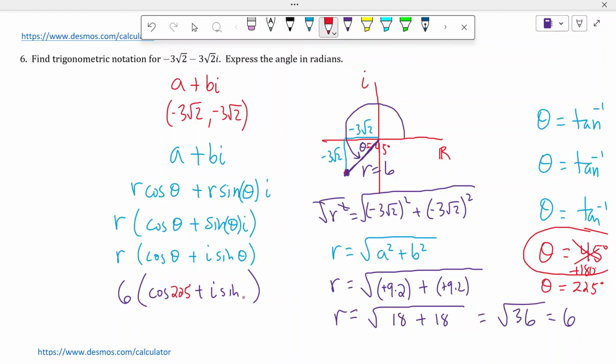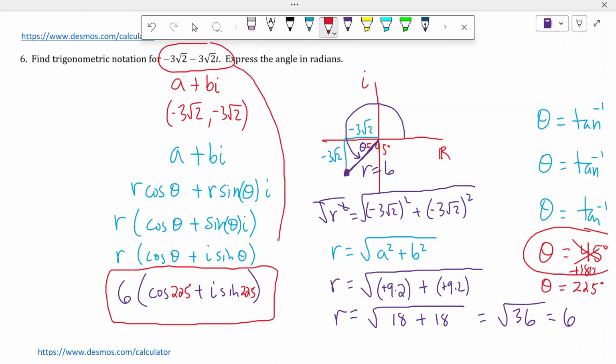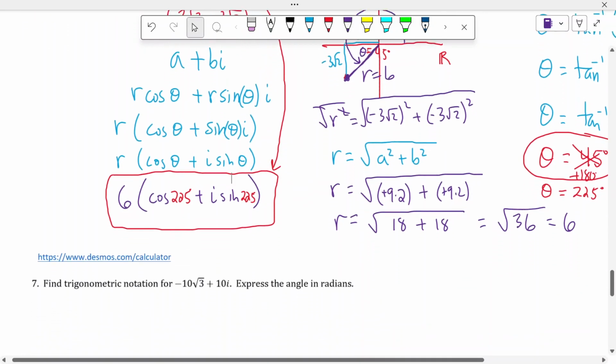225 degrees and 225 degrees. So this is my trigonometric form or trigonometric notation, also called polar notation for my complex number. Here's the normal complex number version. Here's this alternate version for an alternate universe. All right, let's try another one.